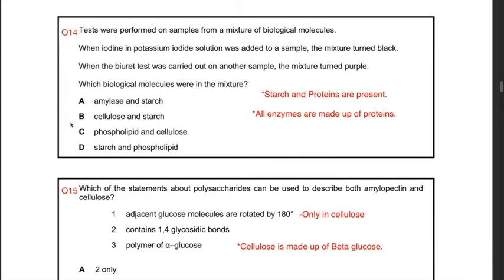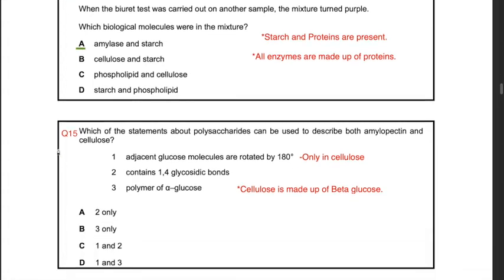So if you consider the answers A, B, C and D, the best and possible answer is A, amylase and starch, because yes, starch should be present and amylase is an enzyme and all enzymes are made up of proteins. Therefore, A is the correct answer. Why can't we consider B? Because B mentions cellulose and cellulose is not a protein as it has glycosidic bonds. Therefore, the answer is A.